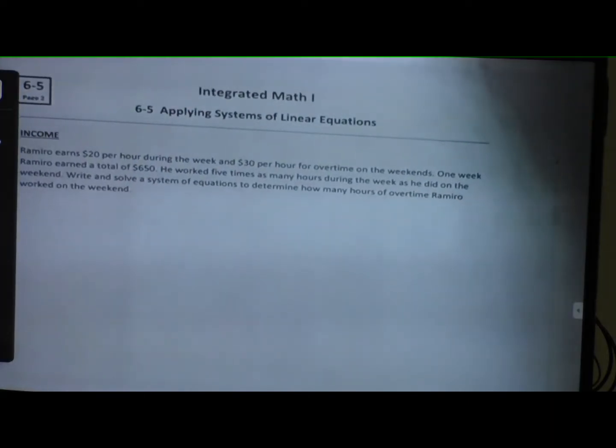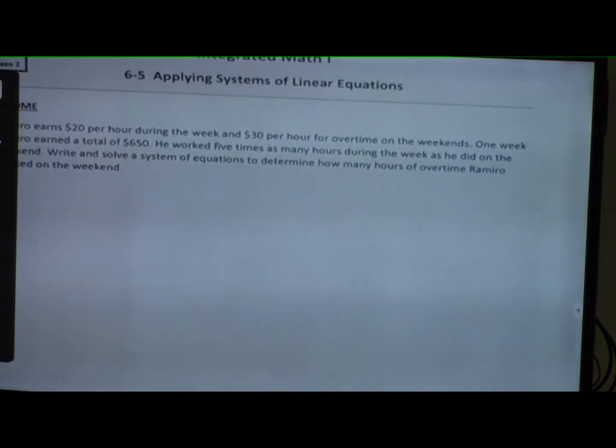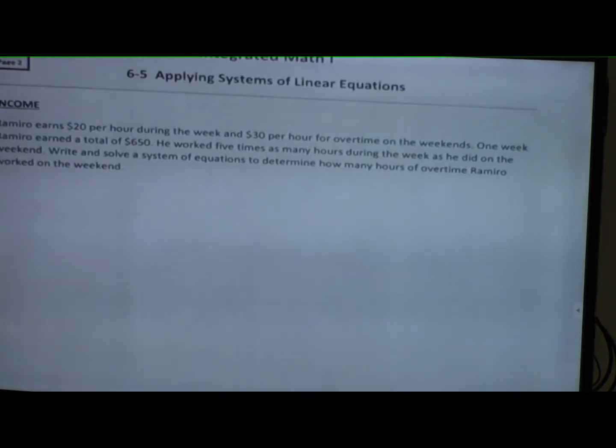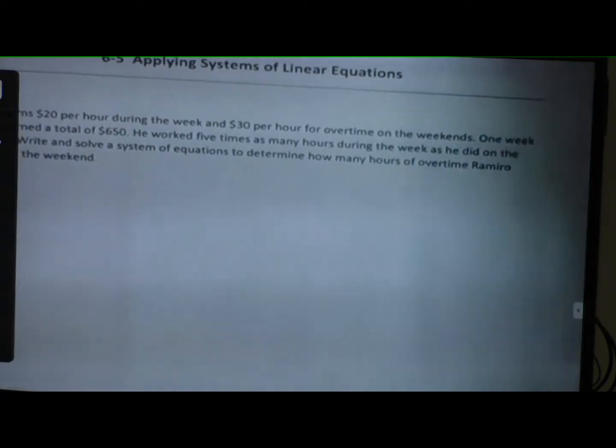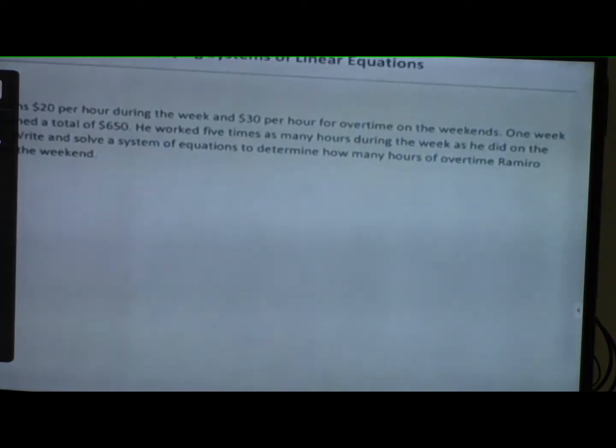Ramiro earns $20 per hour during the week and $30 per hour overtime on the weekend. When you guys start getting jobs, when you turn 16, you can get a job. I hope you can get paid that much. Most people can't. And in jobs for teenagers, I have a teenager at home who's going to be looking to get a job in about a year or two to pay for his car insurance. But it's going to be hard for him to earn enough because you don't usually make that much money. Hopefully you will. We'll see.